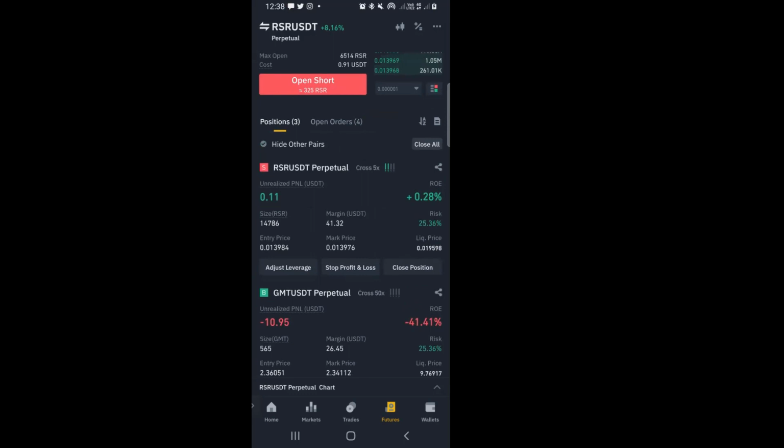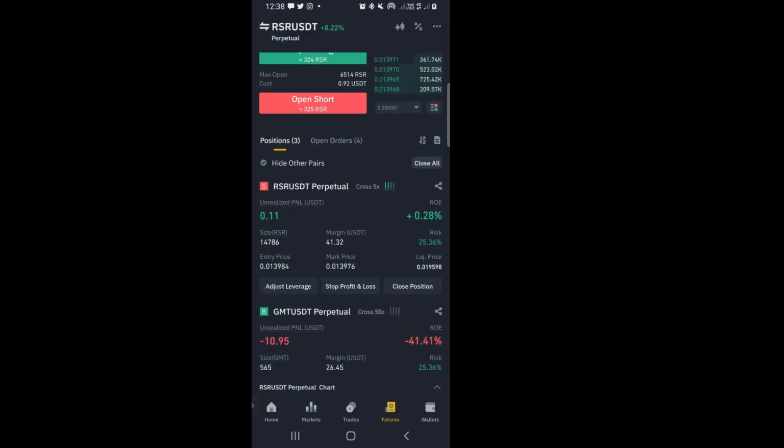Just like here now, he's trying to pull back. The 5 minutes is about to cross. So you will see it. My stop loss was here. It's already closed by itself. That is the work of stop loss.